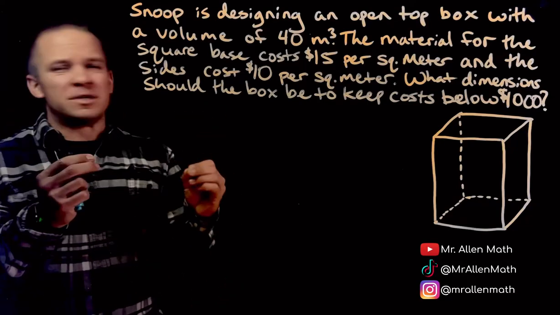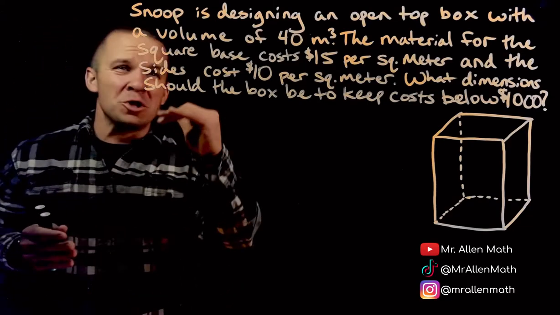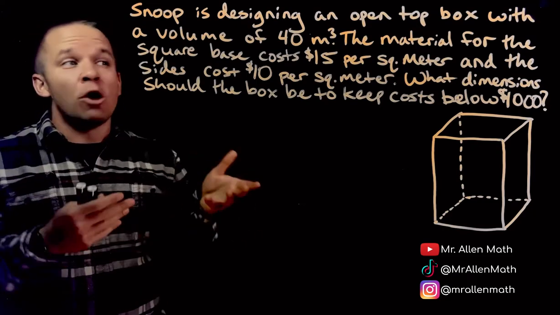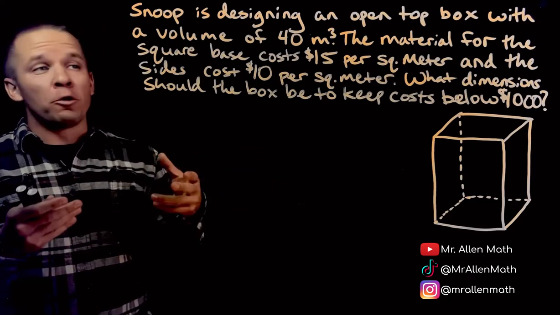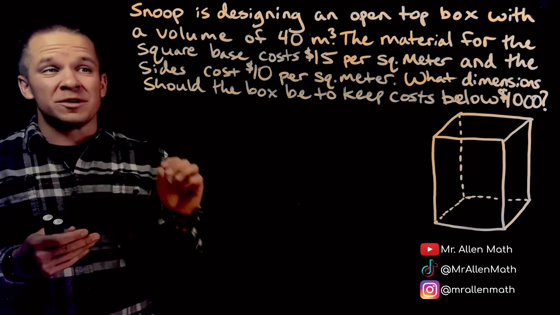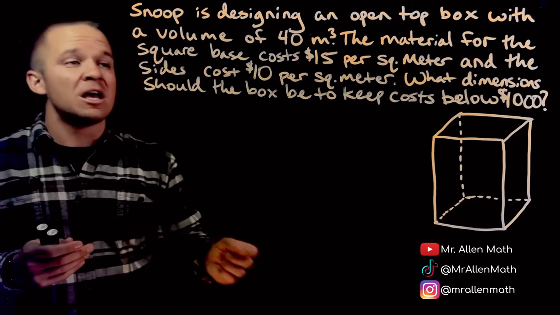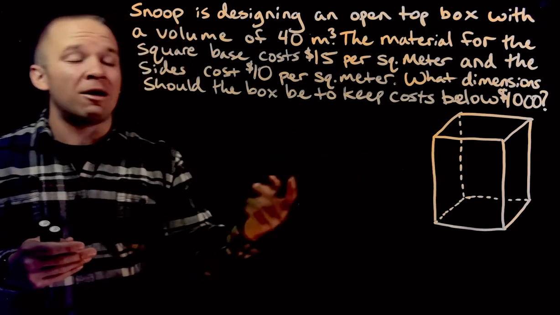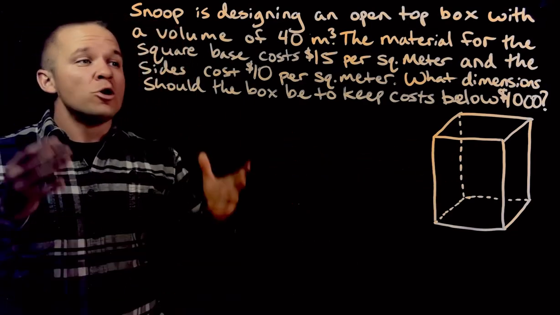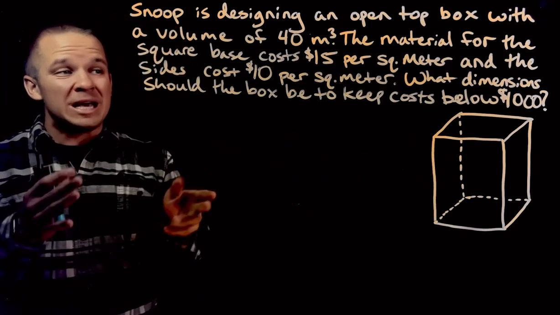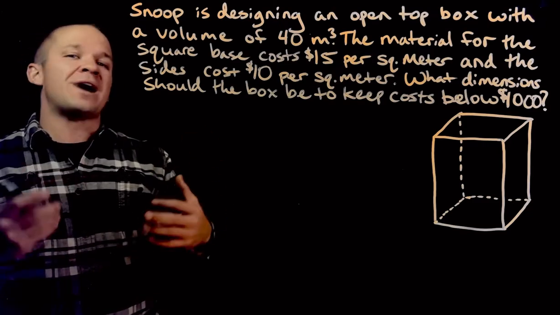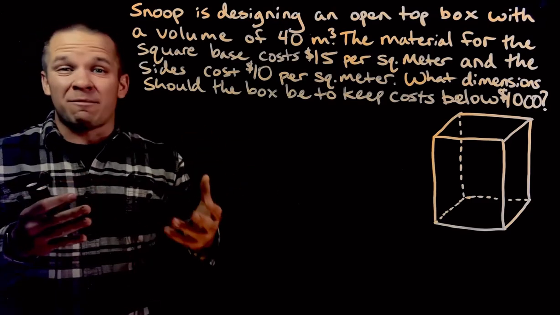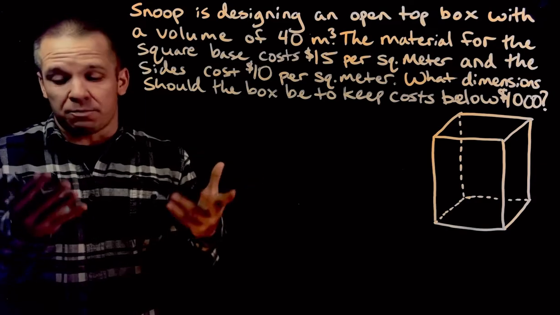We got ourselves a doozy of a problem here with the one and only Snoop Doggy Dogg. He's designing an open-top box with a volume of 40 cubic meters. Now, the material for the square base costs $15 per square meter, but the sides that wrap around only cost $10 per square meter. So what dimensions should the box be to keep costs below $1,000? So there's a potential to have maybe a couple different designs here. We'll see how this problem progresses.